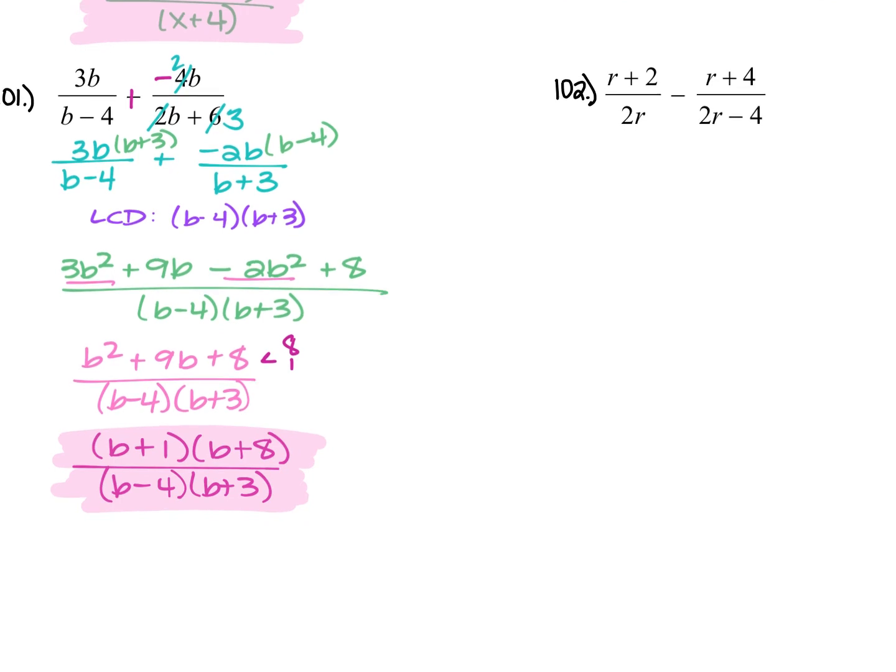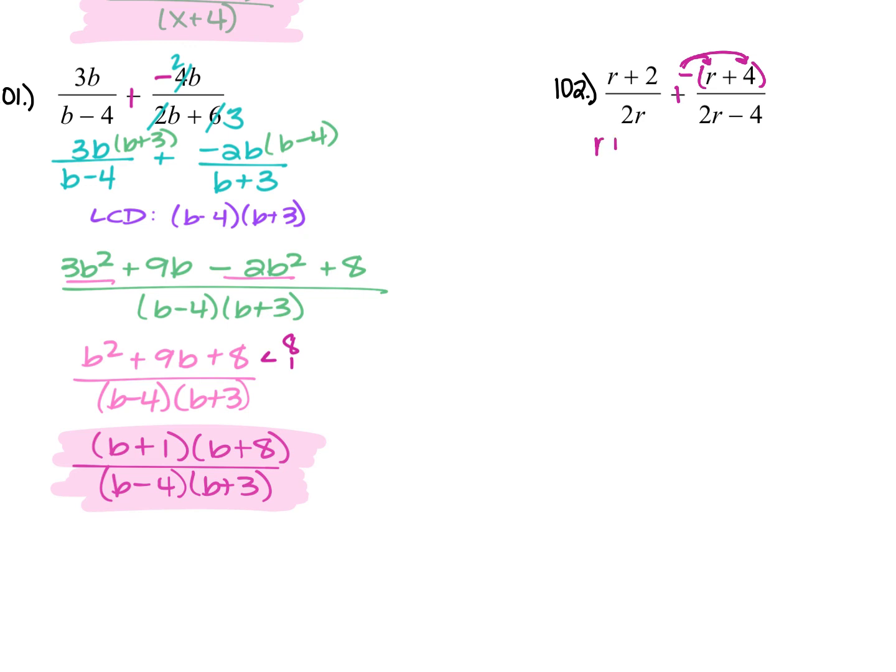For 102, we have r plus 2 over 2r minus r plus 4 over 2r minus 4. I'm going to rewrite this all. This is going to turn into addition, and I'm going to distribute that negative into my numerator. So this is going to give us r plus 2 over 2r plus negative r minus 4 all over 2 times r minus 2. If I can simplify from here, I would. However, I can't. So I'm just going to find my least common denominator, and it's going to be the 2r times 2r minus 4.